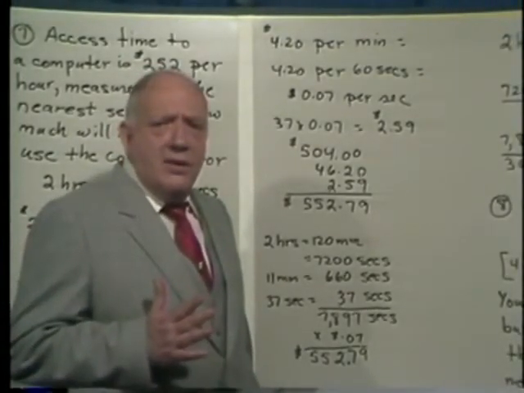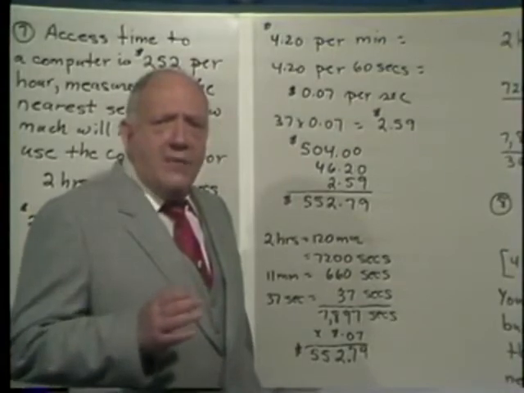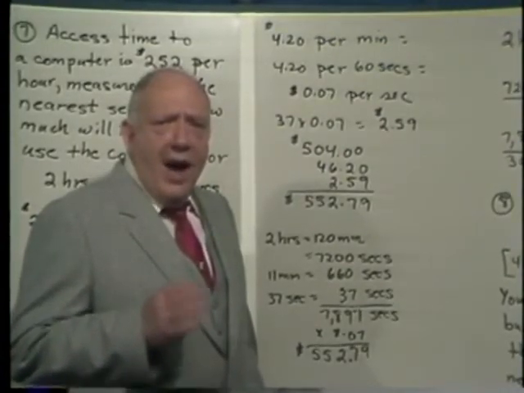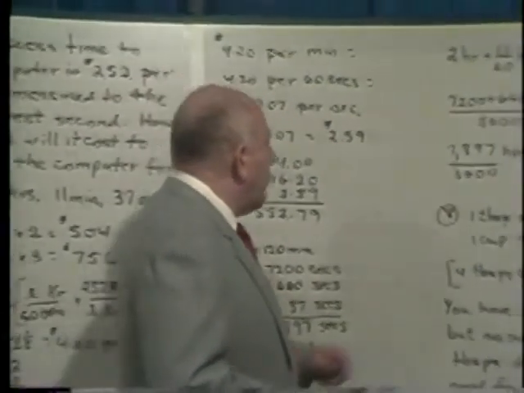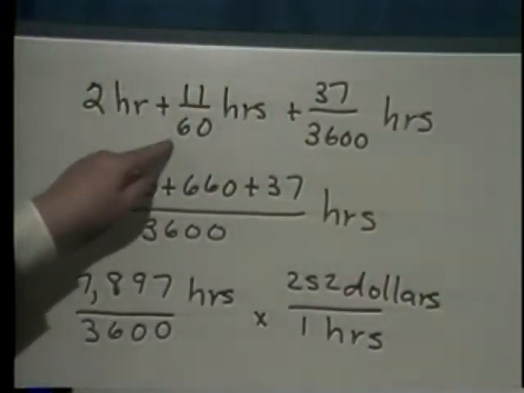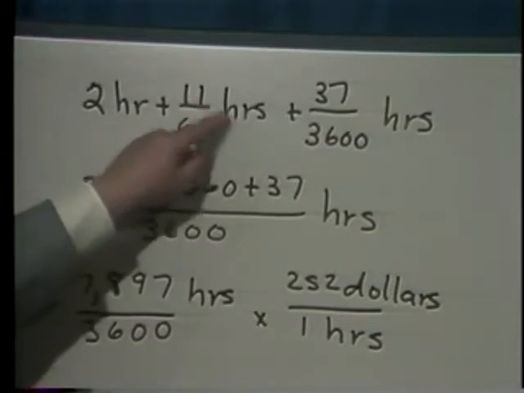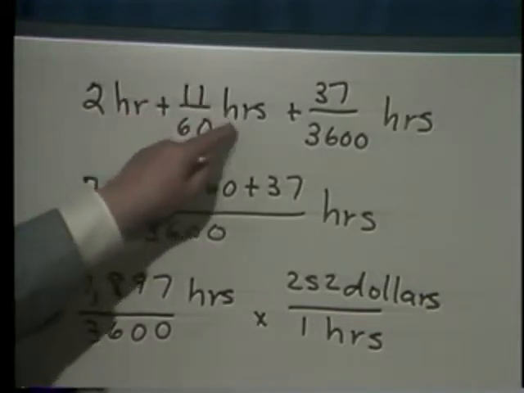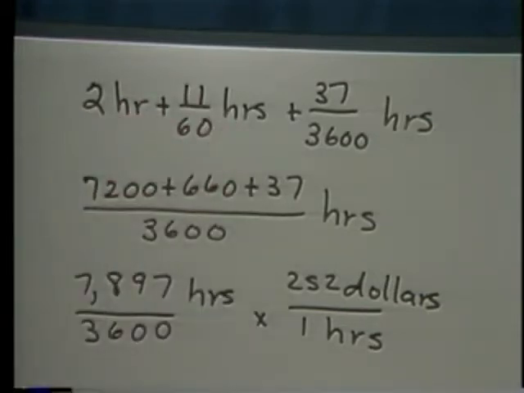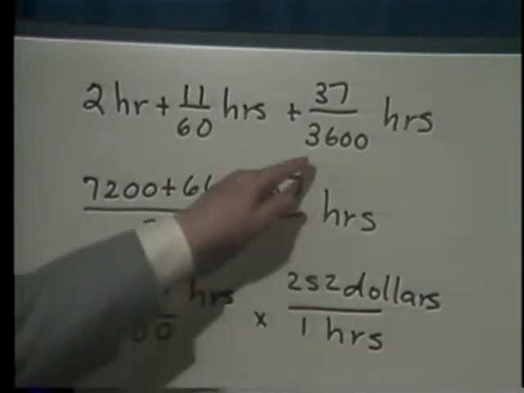On the other hand, you might say, the price is already given per hour. Why break it down into seconds? Why can't I convert the whole time into hours? And you can, because there's 60 minutes to an hour, so 11 minutes is 11/60ths of an hour. How many seconds are there in an hour? There's 60 minutes per hour, 60 seconds per minute. 60 times 60 is 3,600.